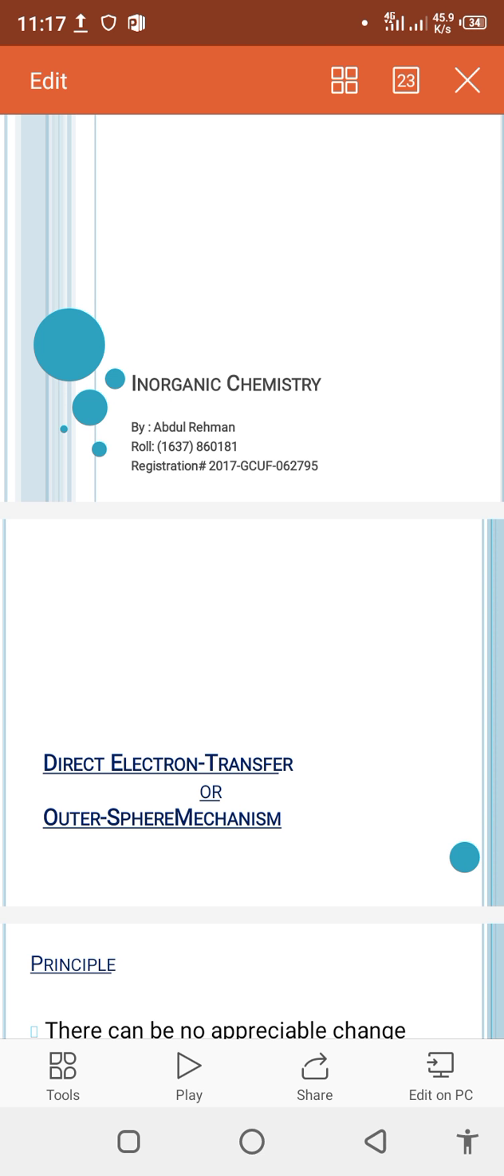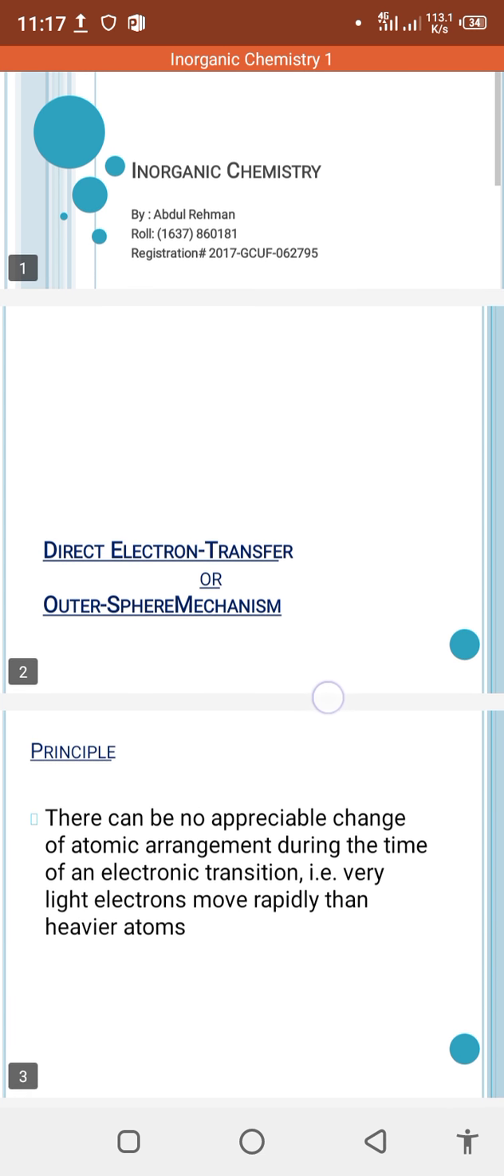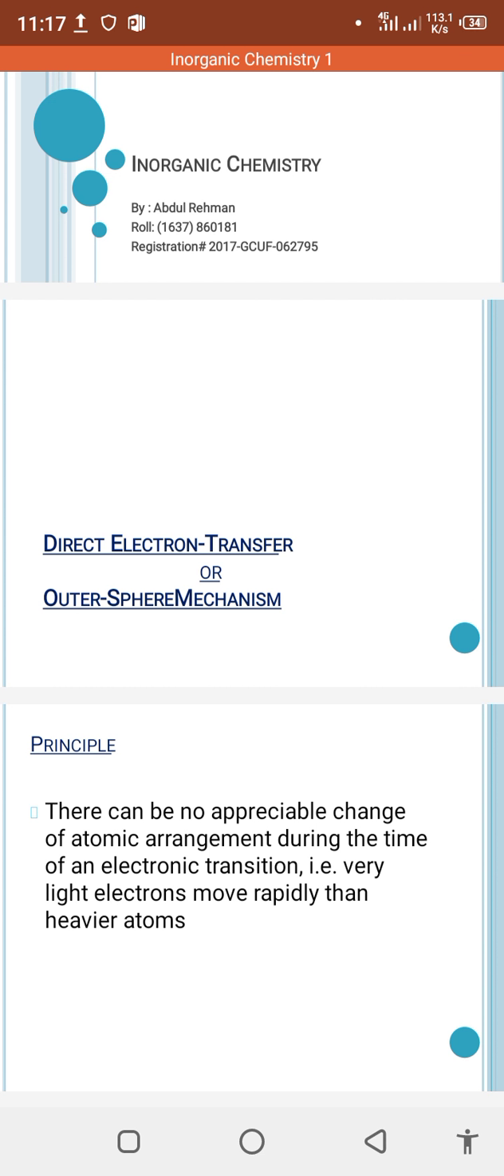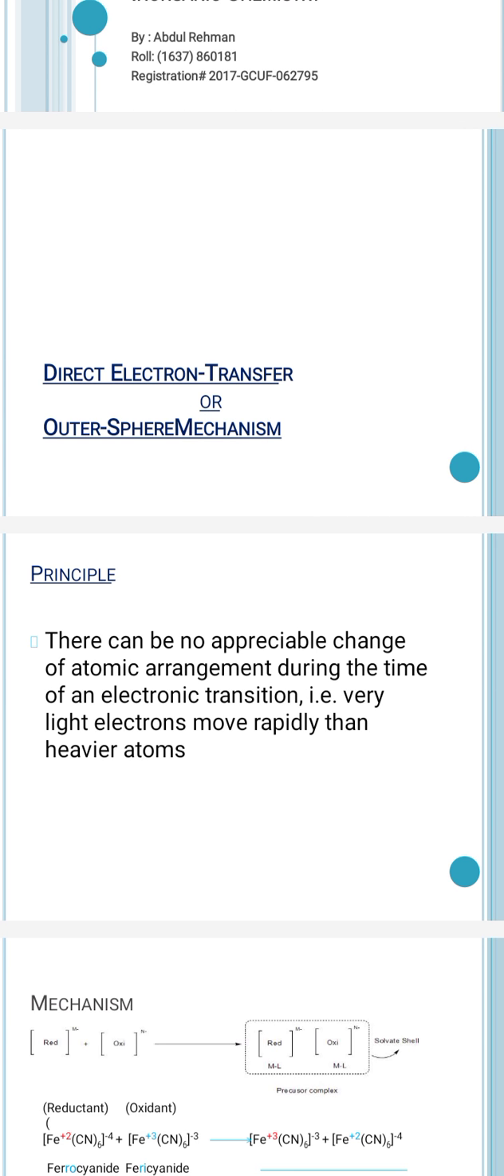And today the topic of my presentation is the outer sphere mechanism, inner sphere mechanism, and the factors affecting the inner and outer sphere mechanism. Now we go towards my first topic, direct electron transfer. First we will discuss the principle.